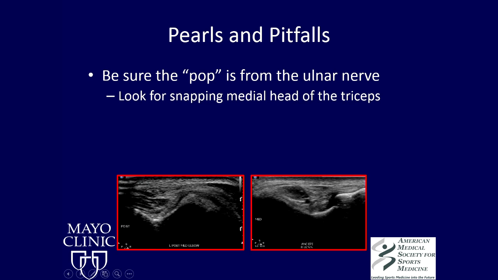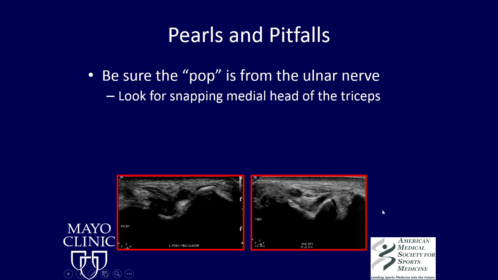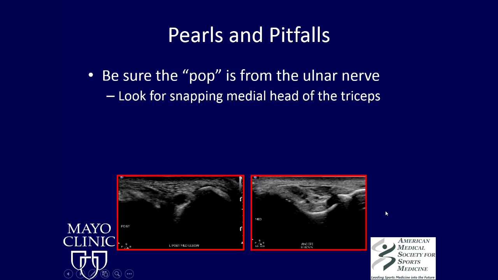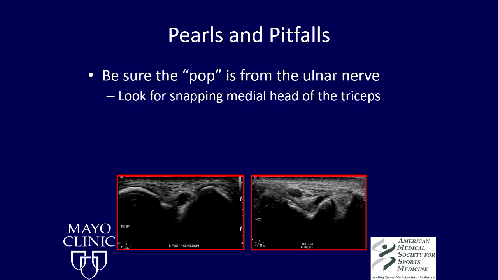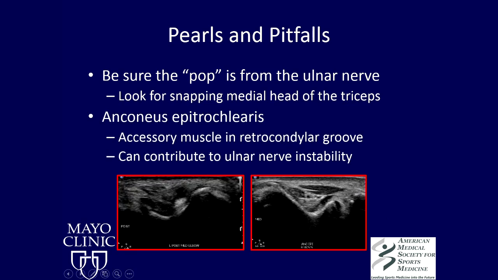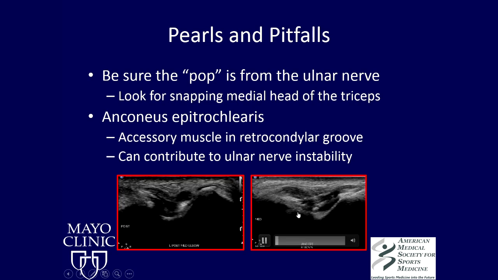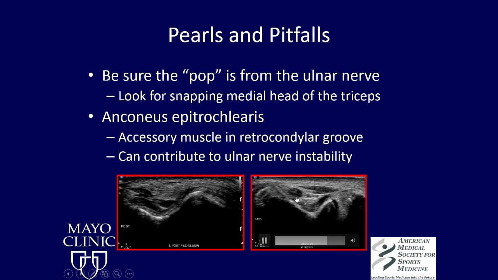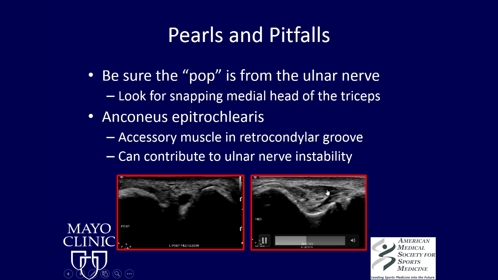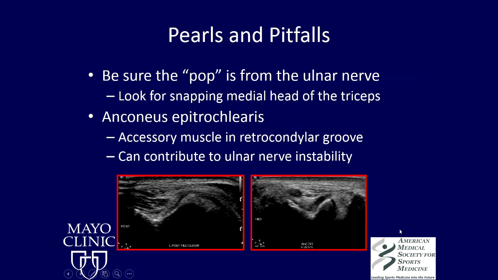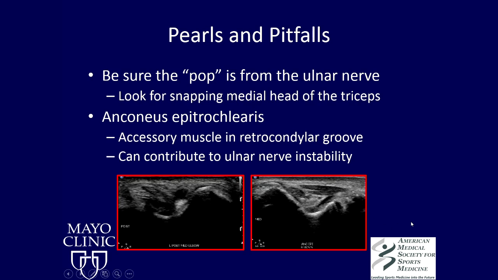The other thing you want to look for is an anconeus epitrochlearis. And that is an accessory muscle just like the anconeus, but rather than being over the lateral aspect of the elbow, it's over the medial aspect of the elbow. So here is an anconeus epitrochlearis. So here is the ulnar nerve right here, and here's this accessory muscle. You can see as I scan from proximal to distal, it comes into view and it goes out of view. So that is an anconeus epitrochlearis.